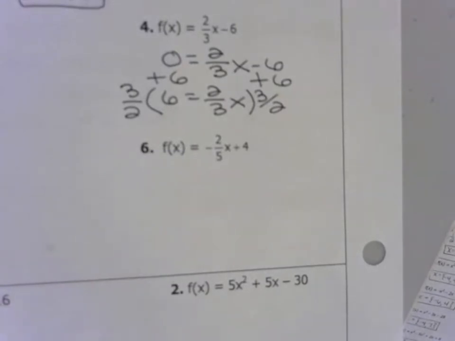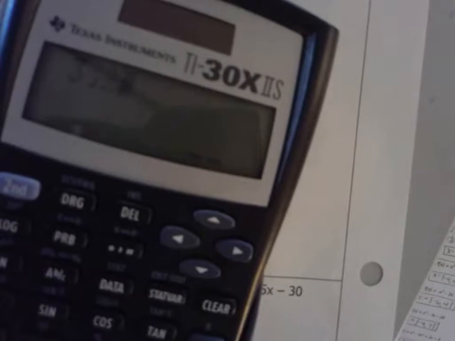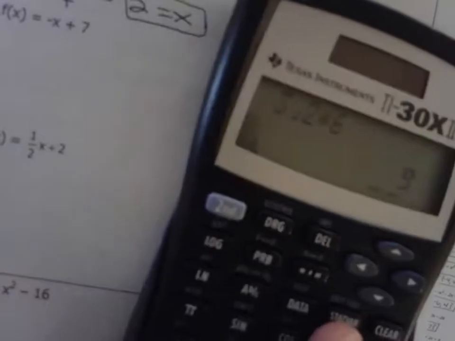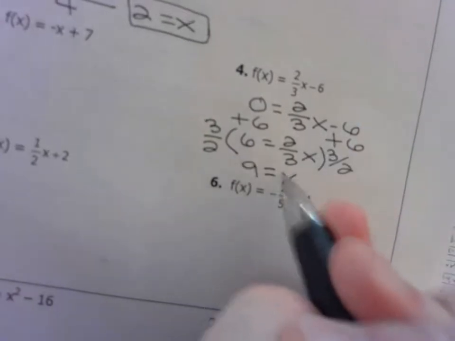Get your calculator out so we can make sure we know how to do this. So everyone have your calculator out. Make sure you know how to type this in. So practice typing this in, please. Okay, so if I do 3/2, so 3, ABC button, 2. So 3/2 times 6 is 9. Okay, so 9 equals x. So that is your 0.